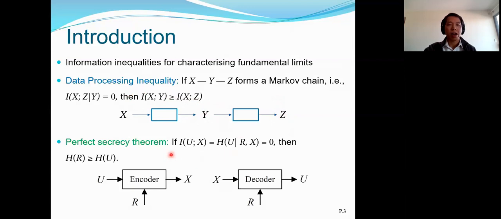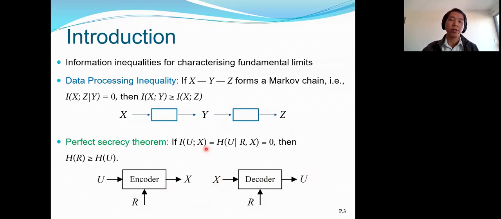Or in another example, the perfect secrecy theorem. In this case, we have a secret message U, and we want to make sure that the encoder can encode the message U and generate a ciphertext X. And we want to make sure that they are completely independent, so that for X, we can feel safe to send it over the internet. At the receiver side, after getting X, and using the shared secret randomness R, which is shared with the sender, the receiver can decode the original message U without any error. So this is the model.